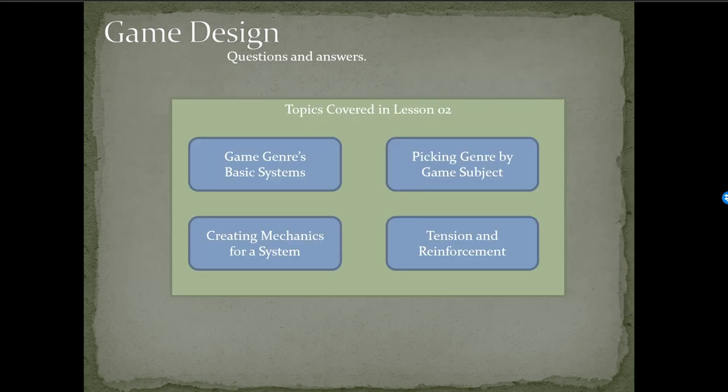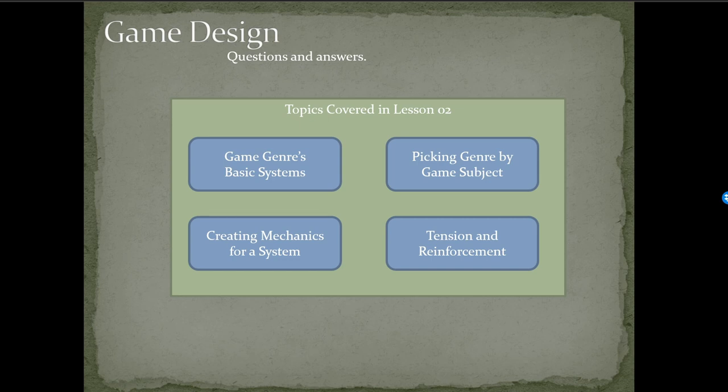All right, that's it. Questions and answers. Topics covered in lesson 02. We talked about the game genres and how they have basic systems associated with them. Not every genre has the same systems within it because you can go on variations of a genre, and these days we're doing a lot of genre mixing, so RPG elements are sneaking into everything.